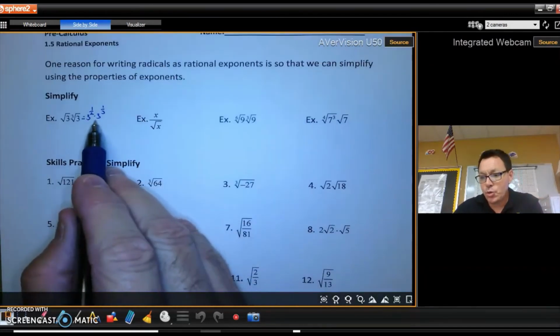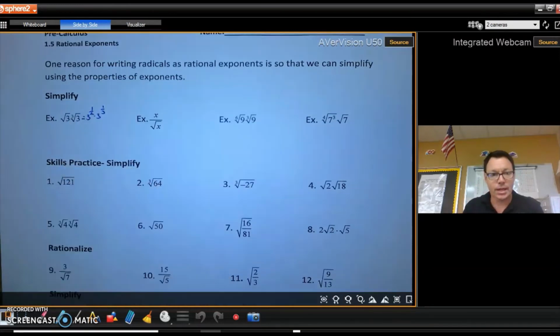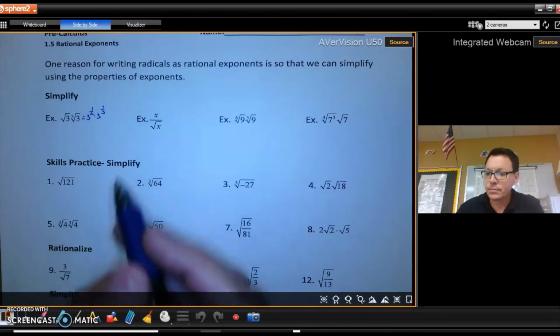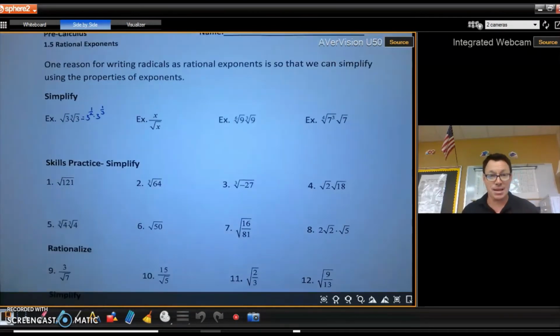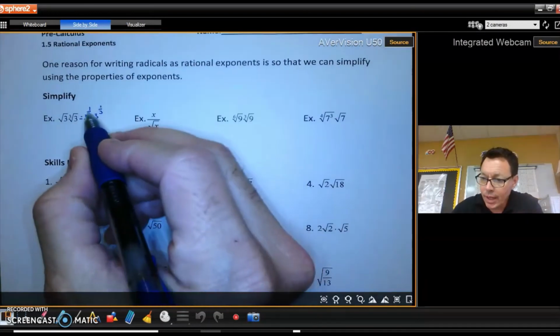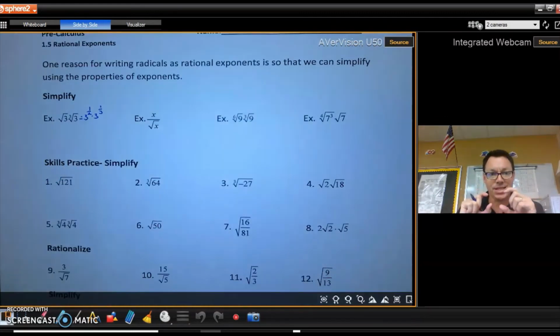If you have two bases that are the same, you simply add the exponents. We did that last lesson. Now, to be able to add these exponents, I need to have a common denominator since we're dealing with fractions here. So let's rewrite 1/2 and 1/3 so that they have a common denominator of 6.